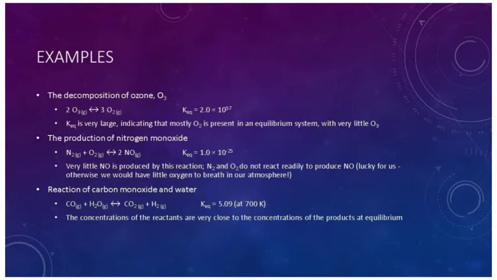Reaction of carbon monoxide and water. So CO plus H2O gives us carbon dioxide plus hydrogen gas. The K equilibrium is about 5, which is kind of close to 1 if you're looking at the other numbers. The concentration of the reactants is very close to the concentration of the products in this equilibrium.